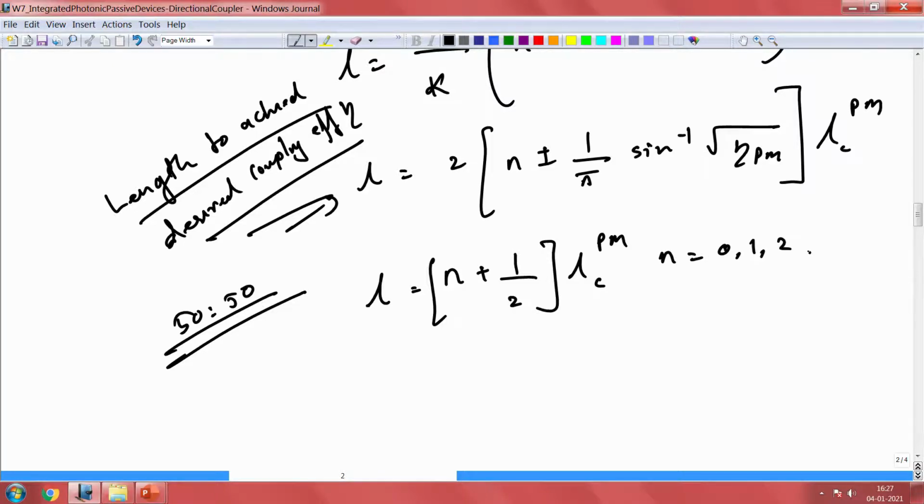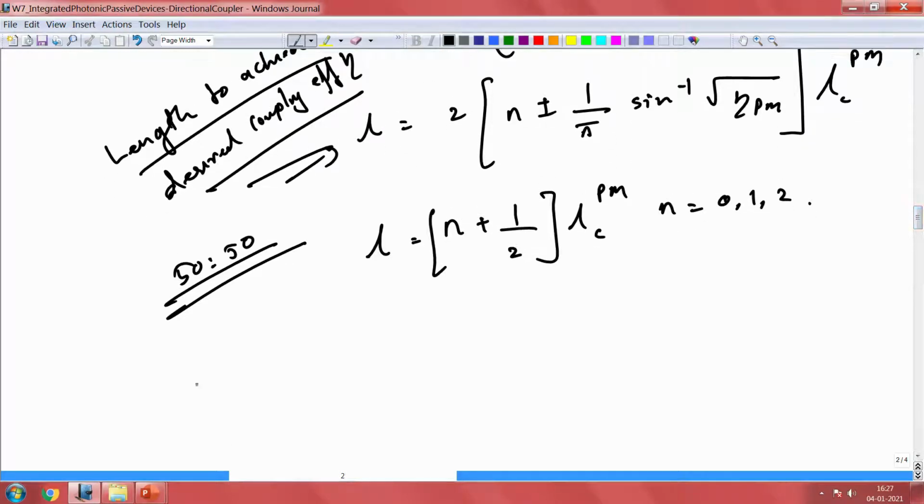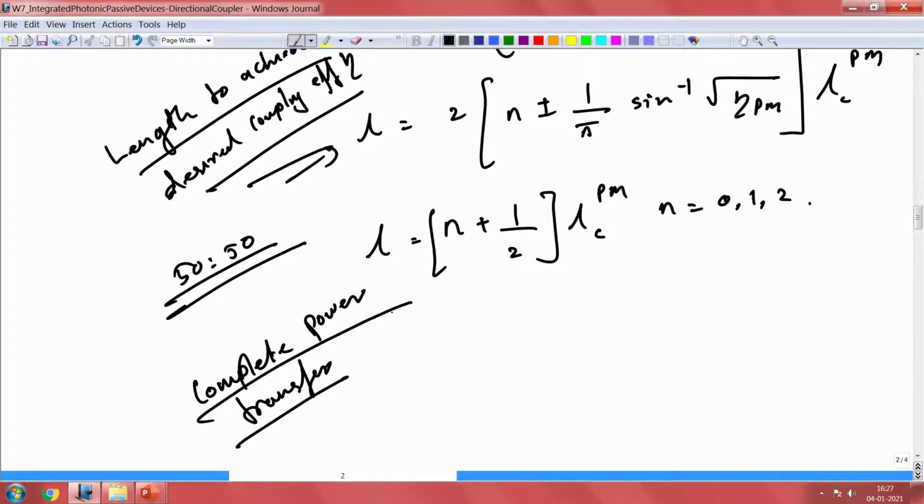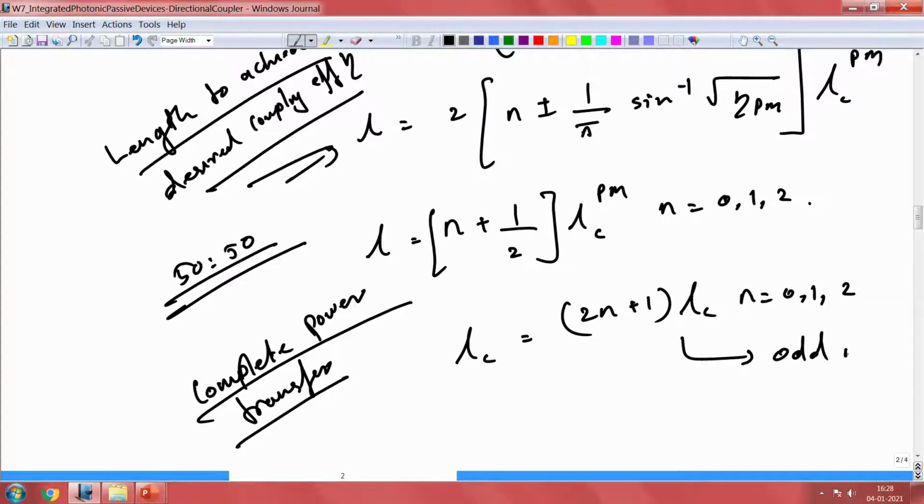So, now if you want to have complete power transfer, right. So, your critical power coupling length will be equal to 2n plus 1 times Lc, where n equals 0, 1, 2. So, this is nothing but odd multiples, right. All odd multiples are going to give you a complete power transfer, all right.